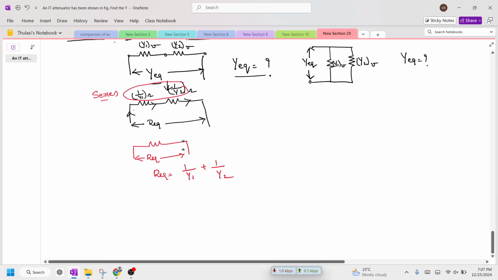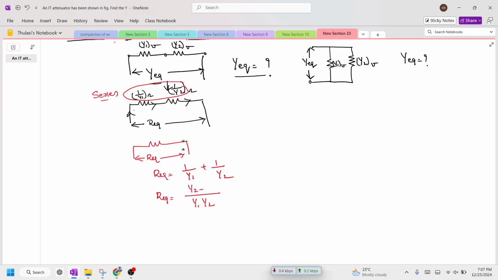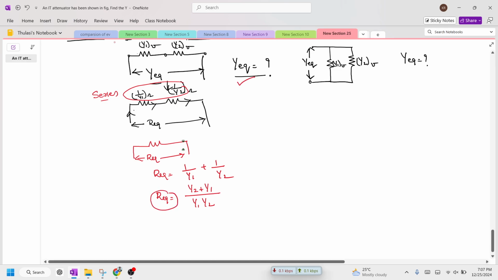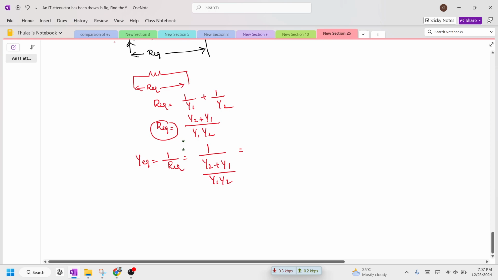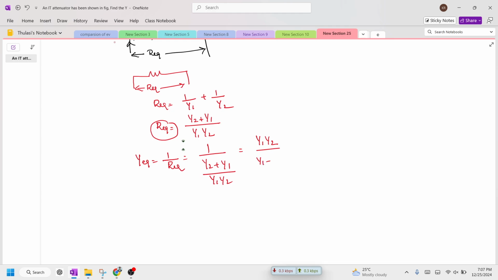So now from here I can write down R equivalent is equal to, take the LCM, y1 y2. So if you take here you will get y1 y2, and this term is y2 plus y1. But we don't want R equivalent, we want y equivalent. So I'm going to write down y equivalent is equal to 1 by R equivalent, where R equivalent here is y2 plus y1 divided by y1 y2. So this will come to the numerator. Therefore the formula here you are going to get y1 y2 divided by y1 plus y2.